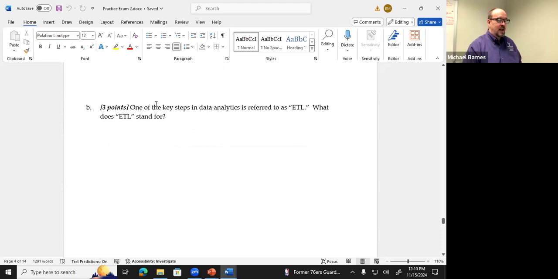One of the key steps in data analytics referred to as ETL. What does ETL stand for? You got 1 point for each word, this is on the exam. Extract, transform, and load. This is what I kind of affectionately refer to as data cleaning. This is actually our mastering the data step in the AMPS model, okay? This is the mastering the data step in the AMPS model.